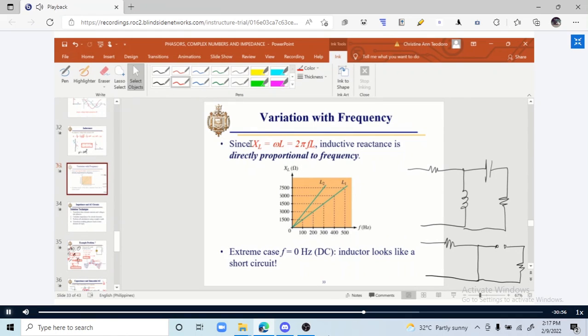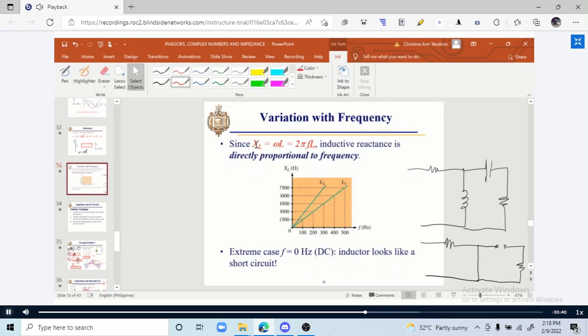Now, for the variation with frequency, since XL is equal to omega L and it is equal to 2 pi FL, your inductive reactance is directly proportional to your frequency.